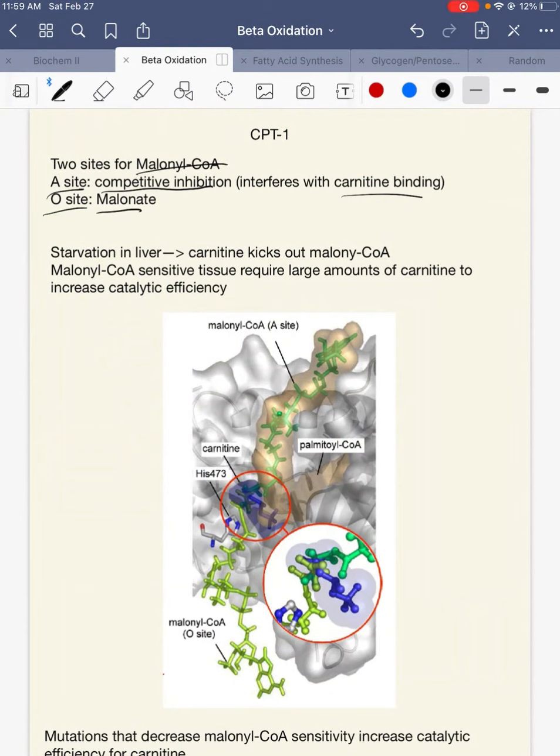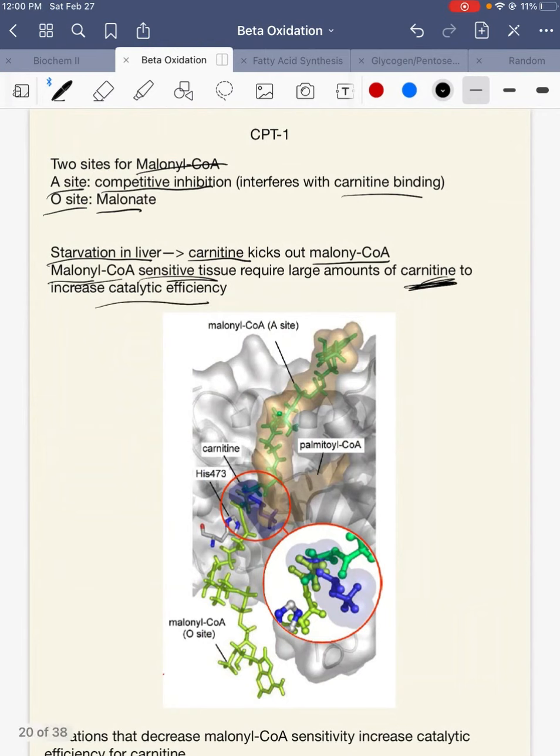So if we have starvation in the liver, we will now run beta-oxidation to make energy. And what happens is carnitine actually kicks out the malonyl-CoA. When carnitine kicks out the malonyl-CoA, we kick out the inhibitor, and then CPT1 can run faster. So malonyl-CoA sensitive tissues require a large amount of carnitine to increase catalytic efficiency. What that means is any tissue that is very sensitive to malonyl-CoA binding to CPT1 will require a lot of carnitine in order to kick the malonyl-CoA out to increase the catalytic efficiency of CPT1.